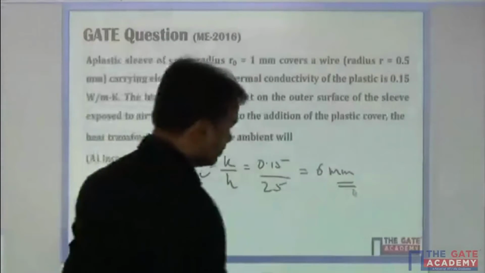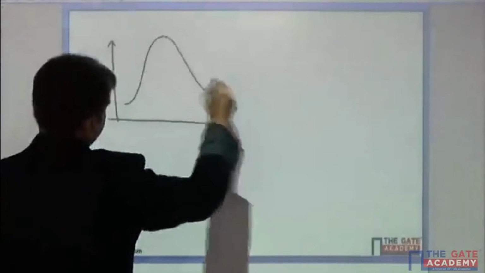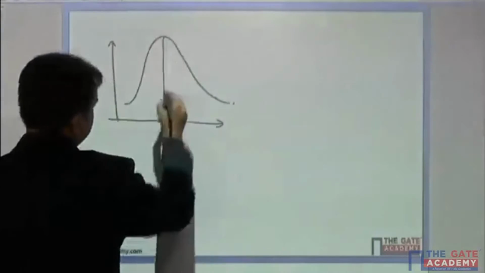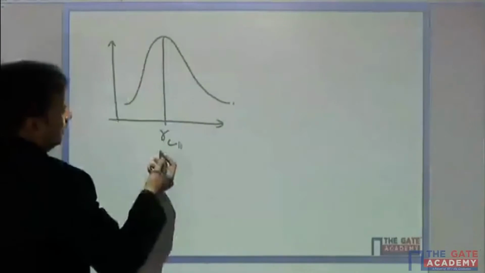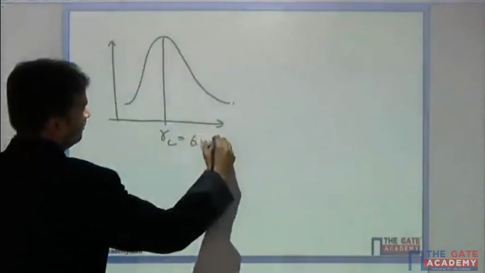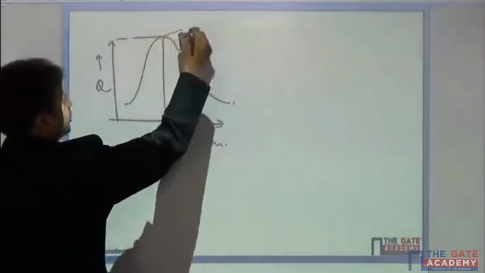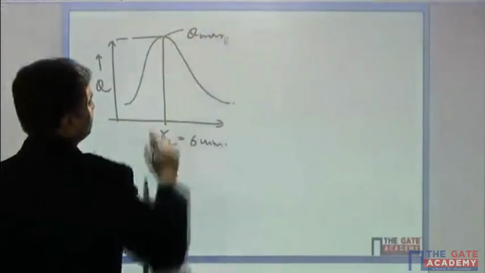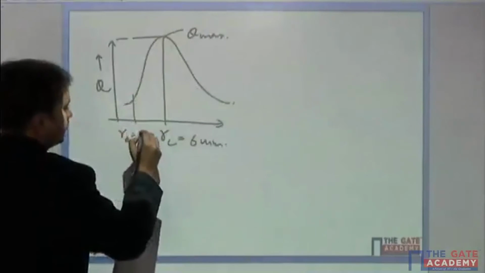So you must be aware that when you draw a graph for the critical radius of insulation, it goes something like this, and this is the critical radius of the insulation, which is coming out to be 6 mm, and this is the heat transfer. Over here it is maximum, this is Q max. Now as you can see, the outer radius R0 is equal to 1 mm.